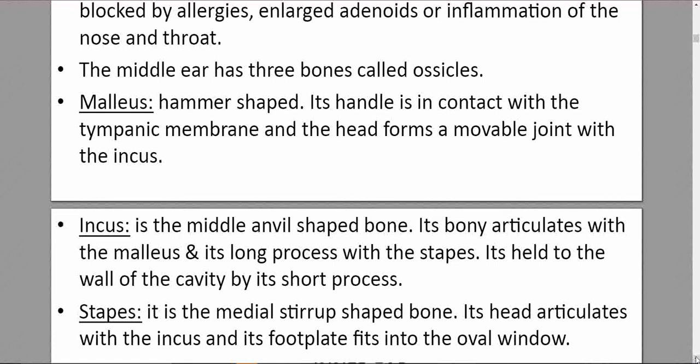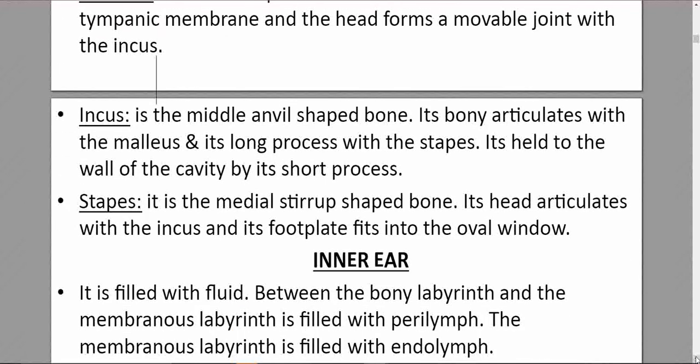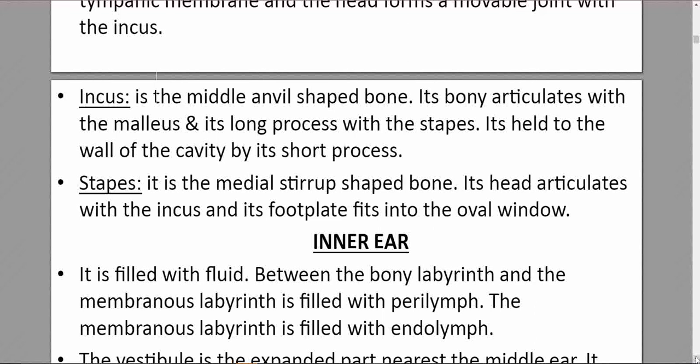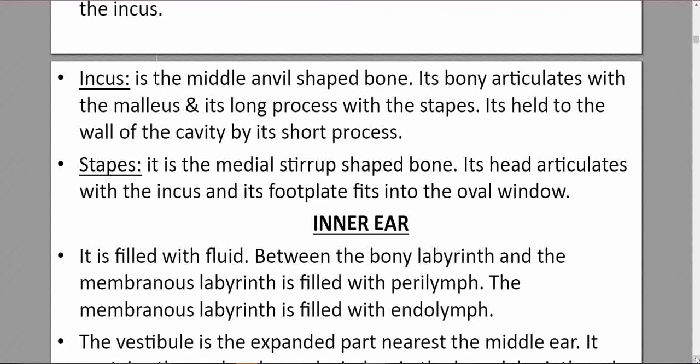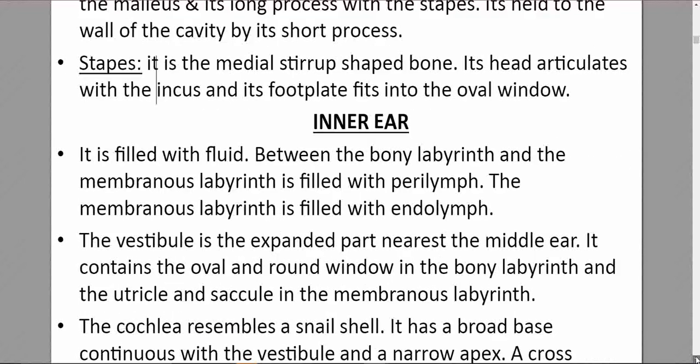And then the incus, the middle anvil-shaped bone, is articulated to the malleus, and its long process is the stapes, so it's held to the wall of the cavity by its short process. Then the last one, which is the stapes, is the medial stirrup-shaped bone. Its head articulates with the incus, and its footplate fits into the oval window.